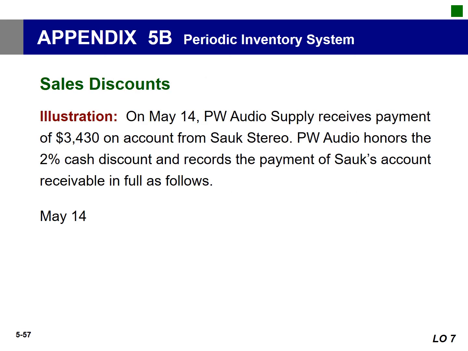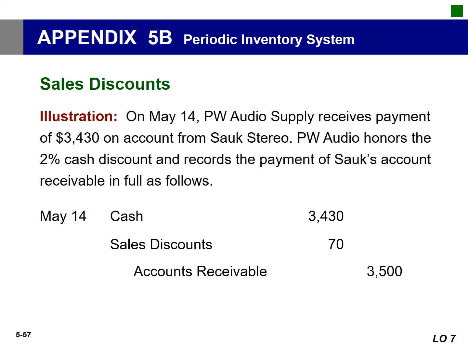And then finally, when PW Audio Supply receives full payment that's owed less the 2% discount, PW is going to debit cash for the $3,430, debit sales discounts for the $70, credit accounts receivable for the $3,500. This is identical to how we recorded it under the perpetual system. So there's no difference when a payment is received by the seller.